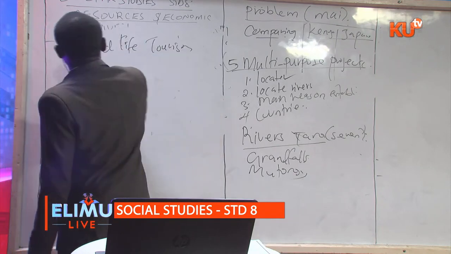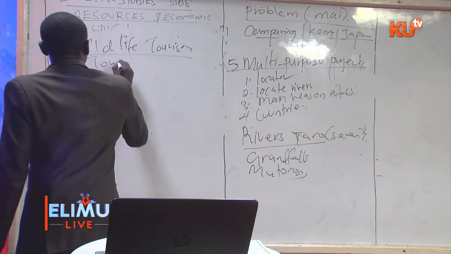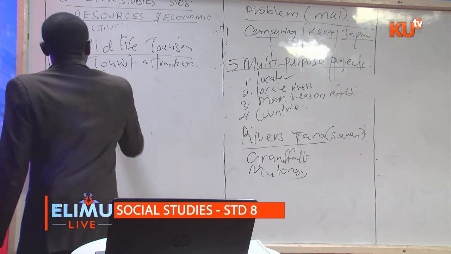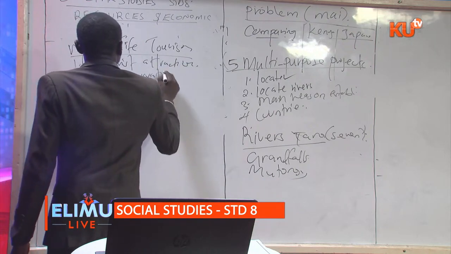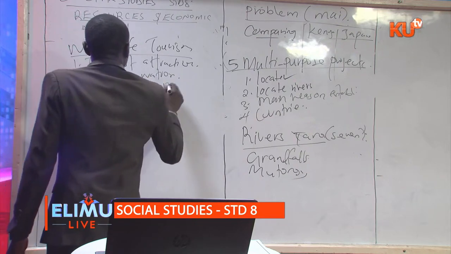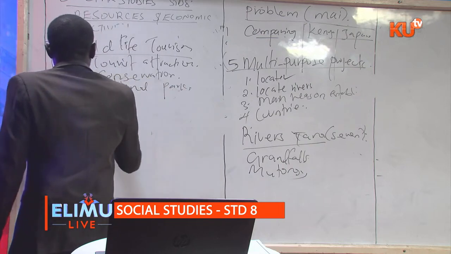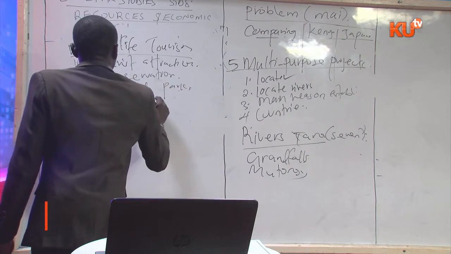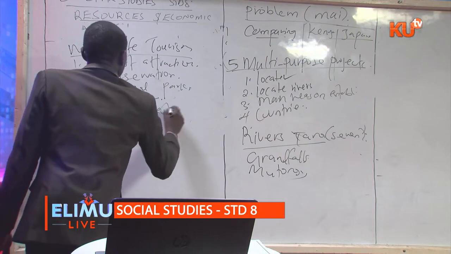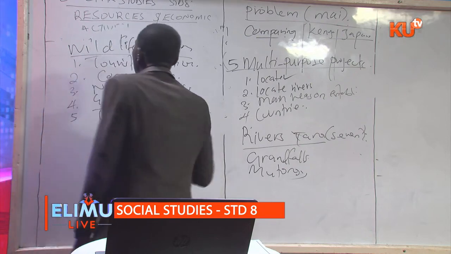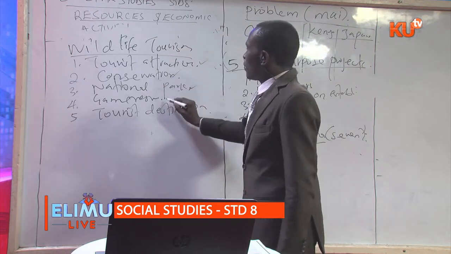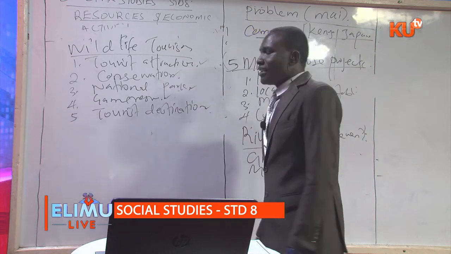Now, in wildlife and tourism, the candidate should be able to know, one, tourist attractions, two, conservation measures, three, national parks, and four, game reserves. And lastly, tourist destinations. These are areas that a candidate should be able to know: tourist attractions, conservation measures, national parks, game reserves, and tourist destinations.